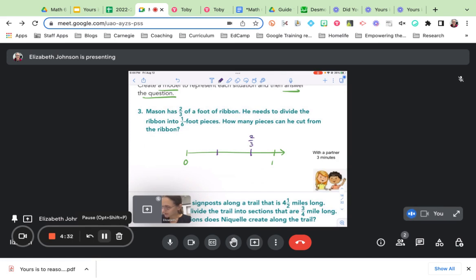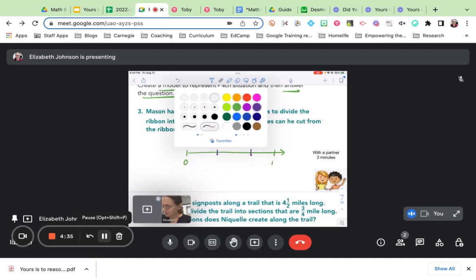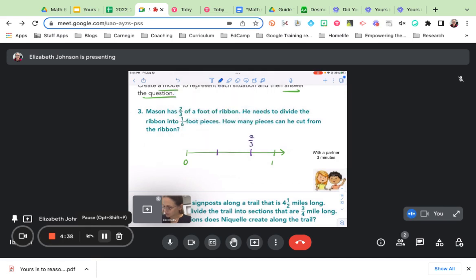Now he's going to divide the ribbon into 1/6 foot pieces. So let's see, that means I need to divide this into 6 sections. There we go, 1, 2, 3, 4, 5, 6 sections between 0 and 1. So that's how he's going to divide up that ribbon. We wonder how many 1/6 foot pieces can he fit into 2/3 of a foot? Okay, well, here's a 6. Here's a 6. Oh, hang on. Didn't draw that one very well. Here's a 6. And here's a 6. So he can fit 4 of those pieces into 2/3 of a foot.